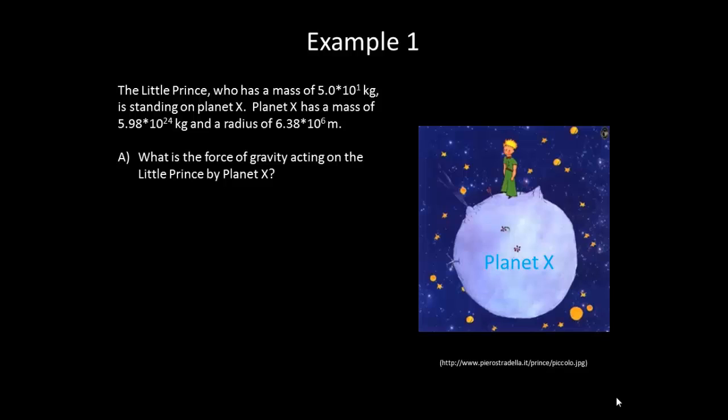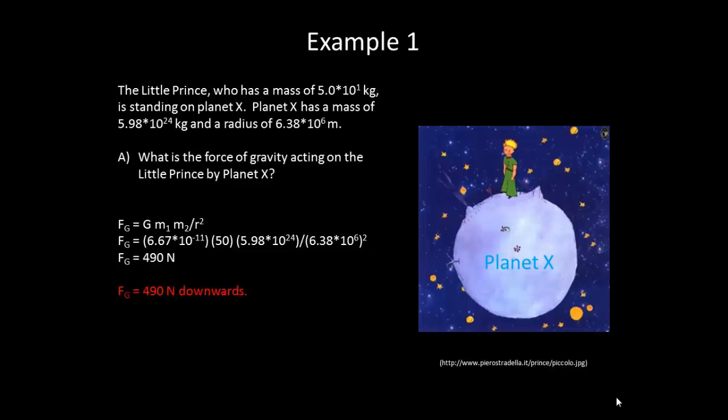Pause the video and go ahead and try to solve for it. Alright, so you should have used our universal law of gravity, big G times m1 m2 over r squared. And if you plug this in, you should have gotten 490 newtons, and that would be 490 newtons down towards the planet X acting on the little prince.